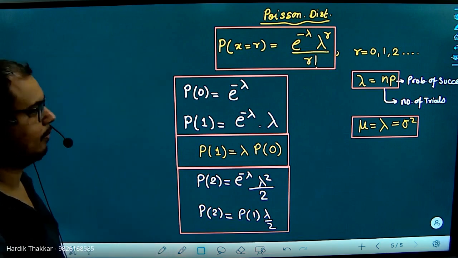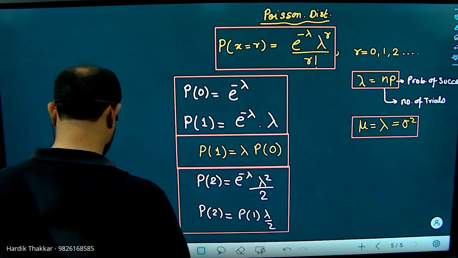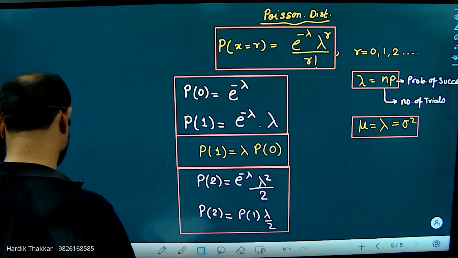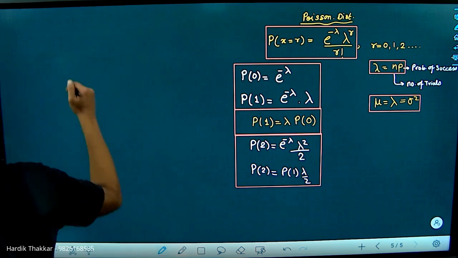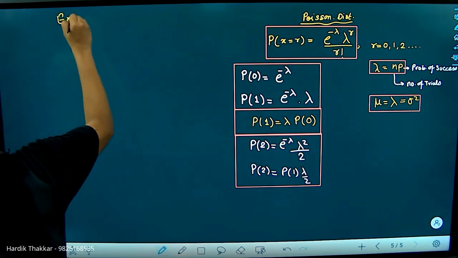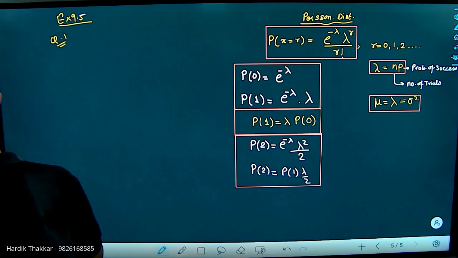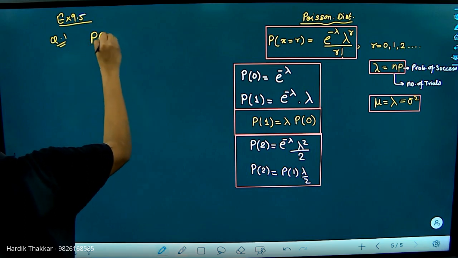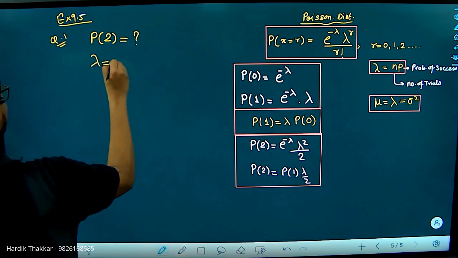Okay, now can we start with the exercise? Okay, so let's begin with the first question of exercise 9.5. In exercise 9.5, question number 1 says that for Poisson distribution, find P of 2. So you have to determine P of 2. Also, lambda is given to you, that is 0.7.